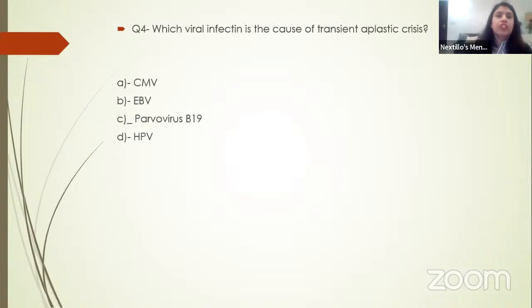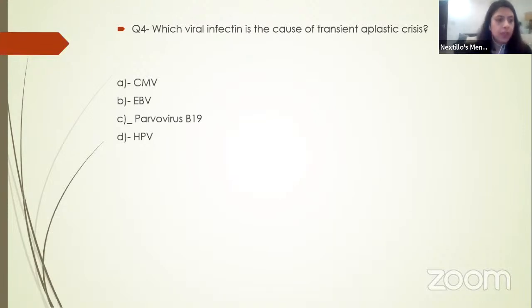Number 4 is, which viral infection is the cause of transient aplastic crisis? Okay, so we've talked about aplastic crisis. It is caused by viral infection. So which is the most common cause of aplastic crisis in patients? Is it A, cytomegalovirus, B, Epstein-Barr virus, C, parvovirus B19, or D, human papillomavirus? I'm just waiting for your answers. So over here, the answer is C.